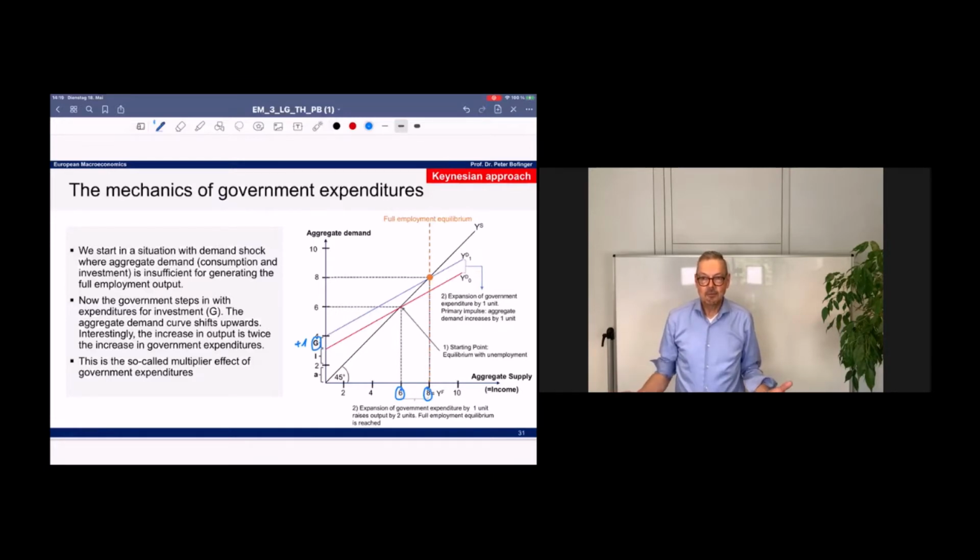And then again, we assume that the people working in the consumption goods sectors, when they have more money, also buy consumption goods. And so this is a kind of iterative process where the initial effect of more government spending gets multiplied. And that's why we call it multiplier process.